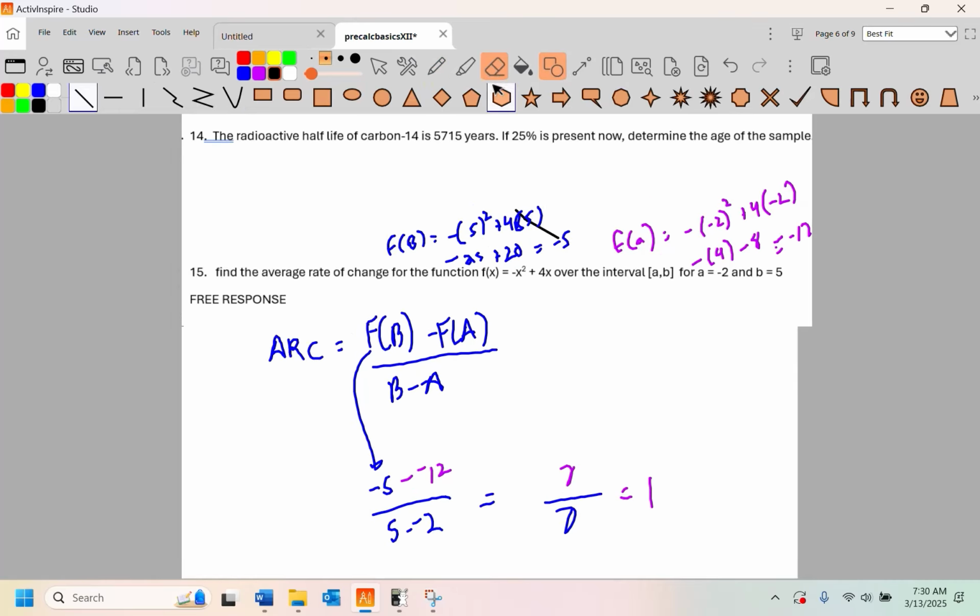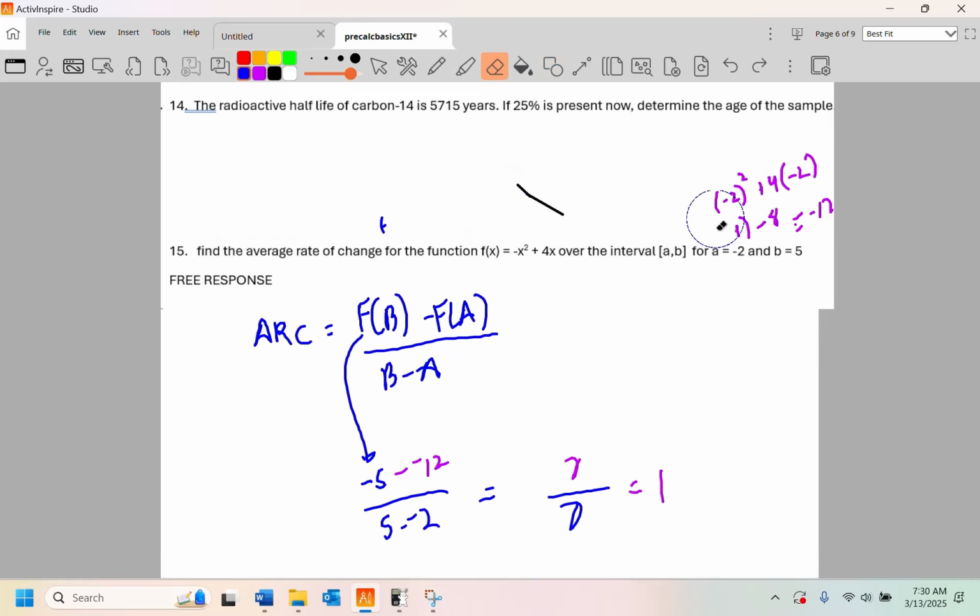14. I think about 4 of you got this last time. I could be wrong on that. That might be too optimistic.